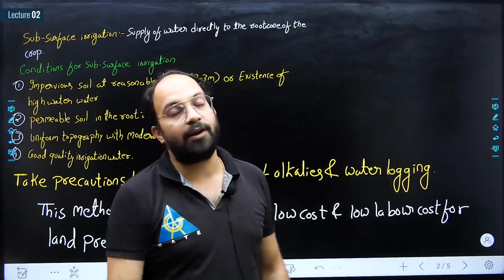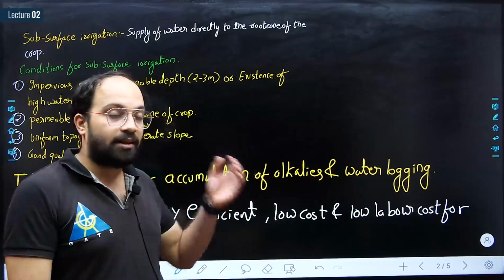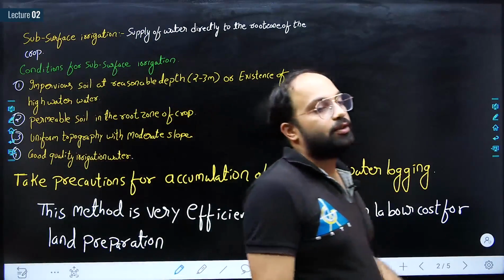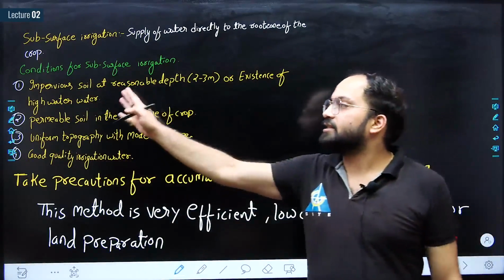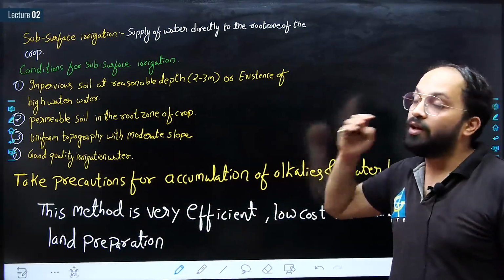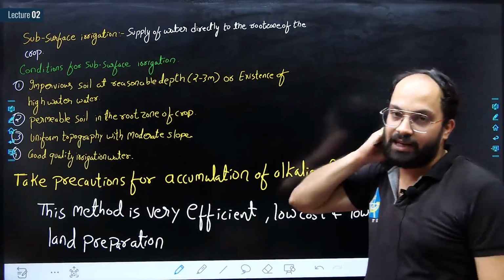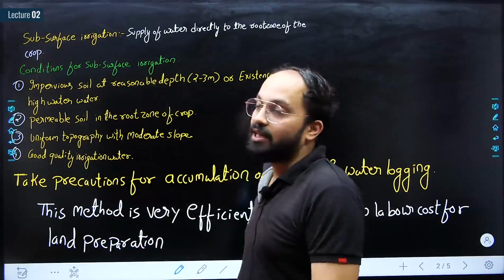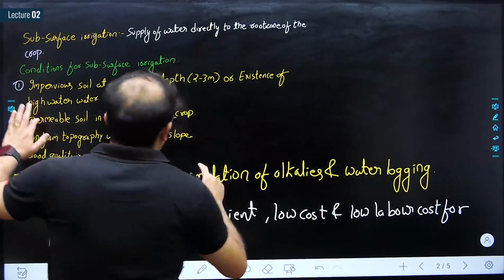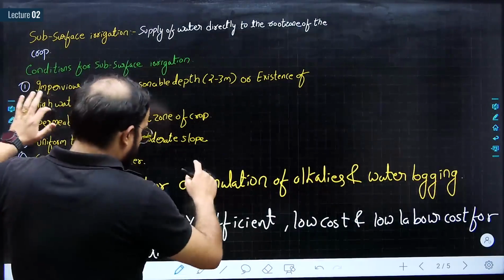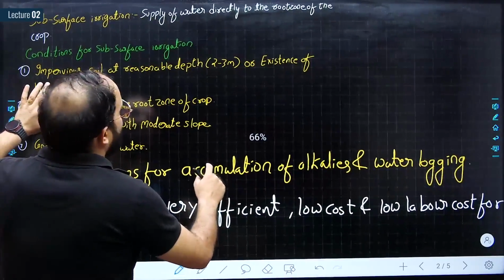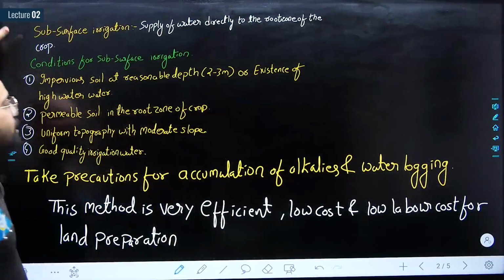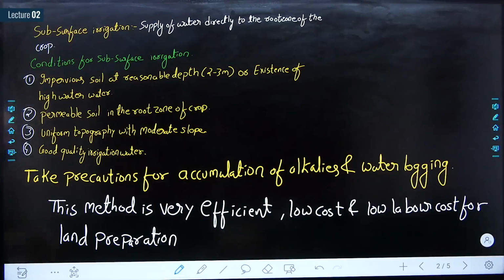Okay, clear? I hope this is clear, guys. This is a very good method, but you should have these kinds of features in your field. Then only you can apply subsurface irrigation. So if you want to write these conditions, please write this. Pause the video and write.